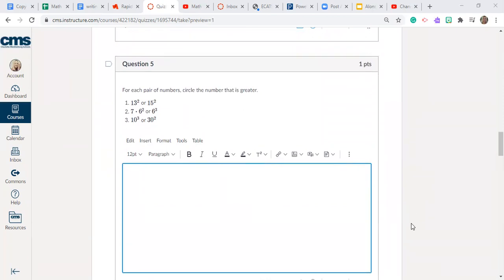Question number 5. For each pair of numbers, circle the number that is greater. So directions are, for each pair of numbers, circle the number that is greater. Number 1, 13 squared or 15 squared. Choose the one that is greater. Pause and do the math.